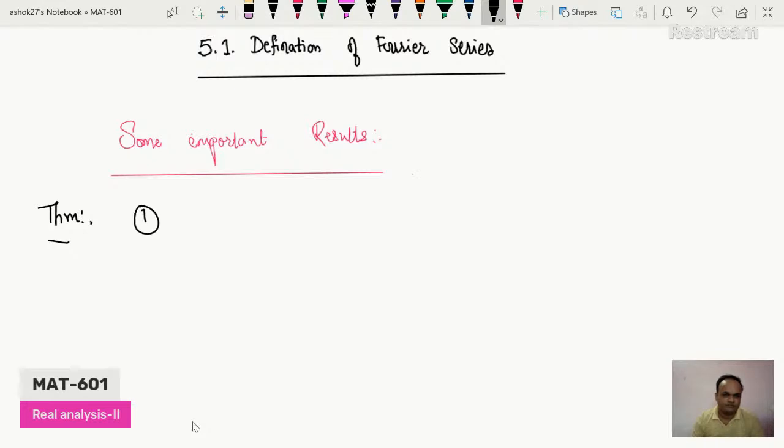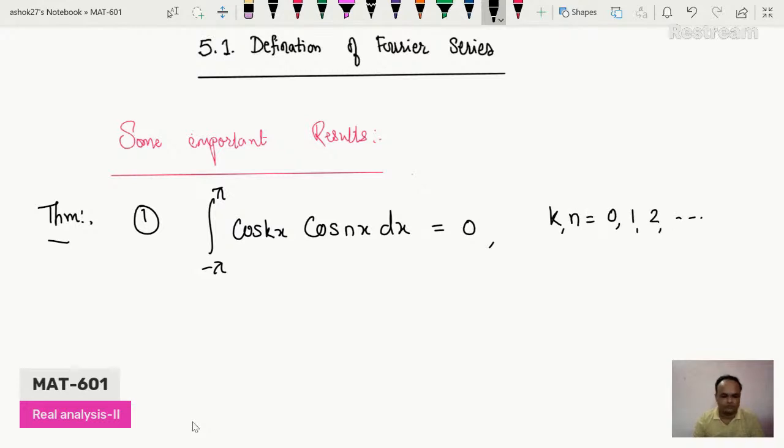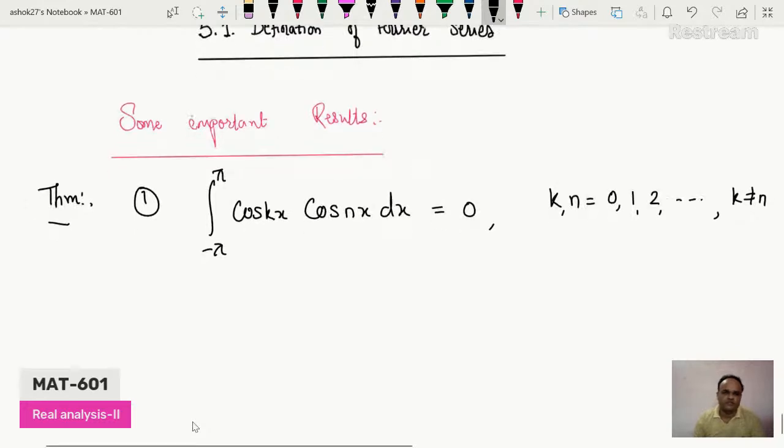first, see, integration from minus pi to pi of cos kx into cos nx dx, that is equal to 0. So whatever values of k and n, for k, n equal to suppose 0, 1, 2, it goes to infinity, and here k should be not equal to n. So if k and n are different, then always the value of this integration, that is minus pi to pi of cos kx into cos nx, is always 0. So that is first result.